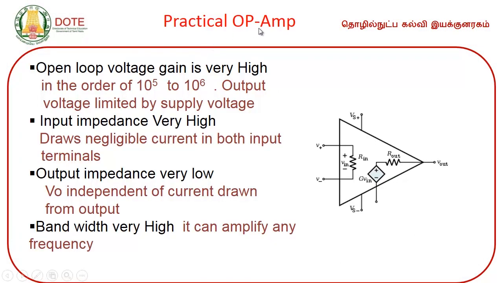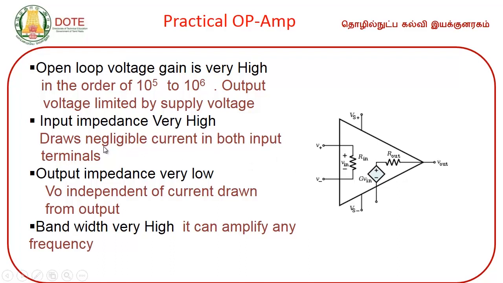Now in the practical device, the open loop voltage gain, ideally it should be infinite, but practically it is very high, in the range of 10 to the power 5 to 10 to the power 6. What is 10 to the power 5? 1 lakh to 1 crore. So the gain value is very high, practically in the range of 1 lakh to 1 crore. Then what about the input impedance? Ideally it should be infinite, but practically very high.